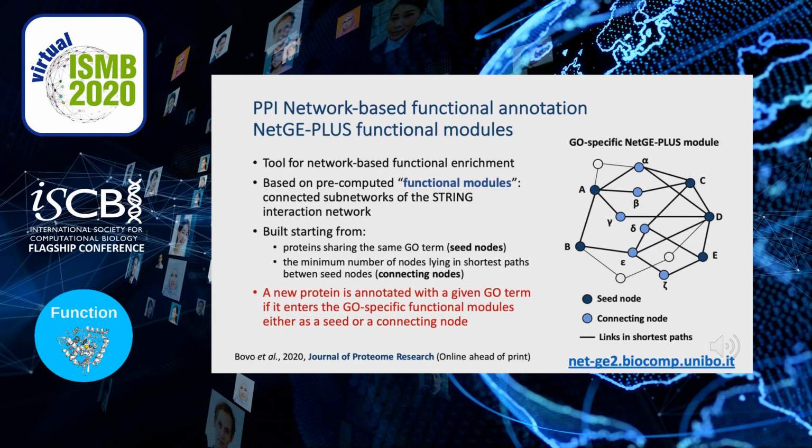On the other hand, we perform guilt by association using protein-protein interaction data and the NetGO Plus tool, which is a tool we recently developed for network-based functional enrichment. So briefly, NetGO internally computes the so-called GO-specific functional modules that are basically subnetworks of the STRING interaction network built starting from proteins sharing the same GO term, referred to as seed nodes, and also including the minimum number of nodes lying in shortest paths between seeds, referred to as connecting nodes.